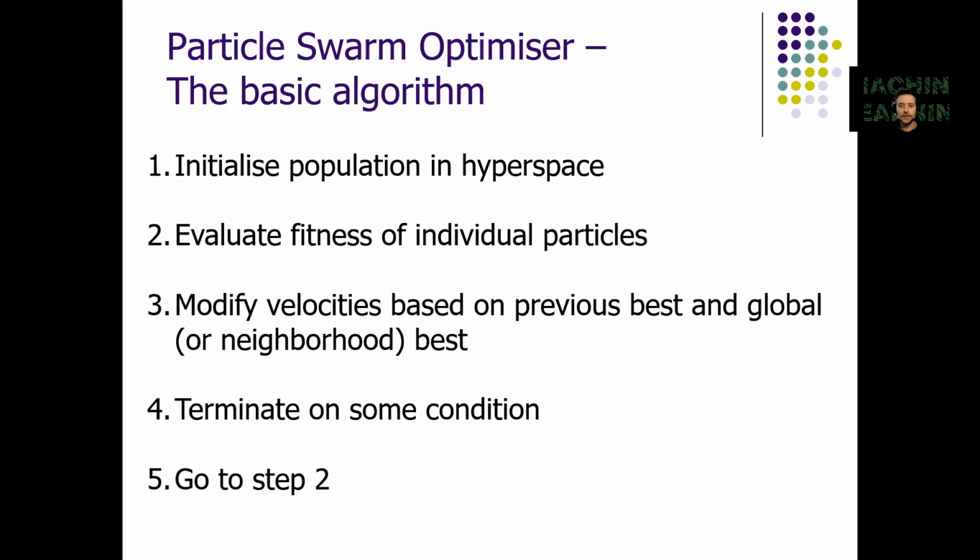You initialize the population in the search space. You evaluate the fitness of the individual particles. You modify the velocity by taking into account the best position of the particular particle and the best particle in the whole population. This is called global best. There are variants which divide the particles into smaller groups, and each group is allocated a particular neighborhood that they search. In this case, you can specify a neighborhood best, which sends information to the rest of the particles that operate in the particular neighborhood.